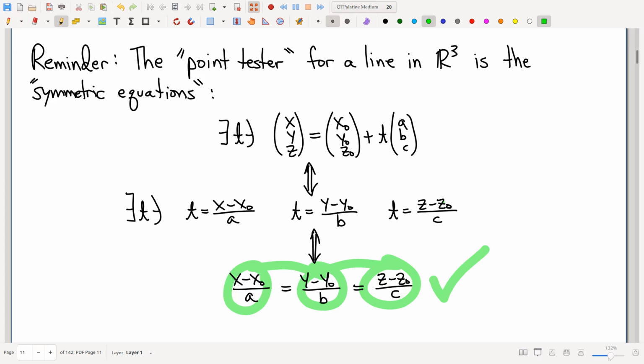So, nice little point tester. You can just plug in. You're going to get 3 things that need to be equal instead of 2 things that need to be equal, but effectively a point tester. And this is called the symmetric equations for the line. Everybody all right? Anybody see how that works? Real clever little trick there.